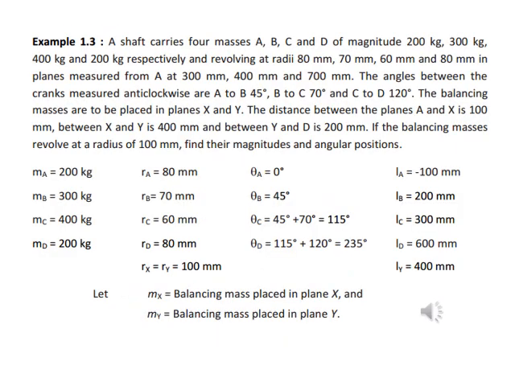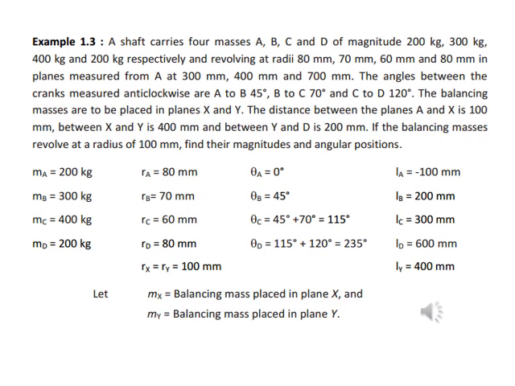Here's an example for the complex case where you have four masses revolving at respective axes. You have four masses A, B, C, D, each with its respective mass, revolving at its respective radius. You must jot down all the values. MA is equivalent to 100 kilogram and so on, and radius RA is equivalent to 80 millimeter and so on. Of course you also need the angles between these masses with respect to the rotating axis, theta A, theta B, theta C, and theta D.